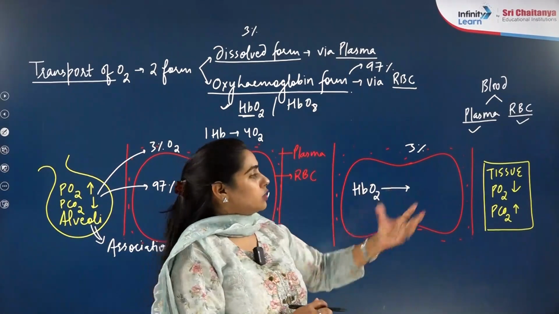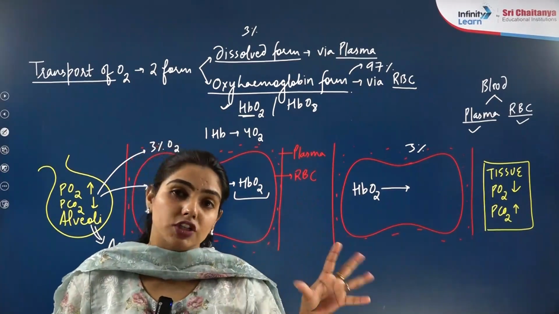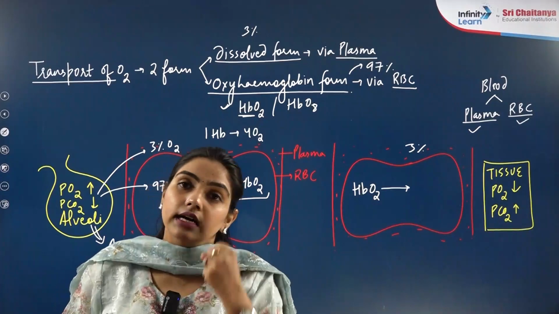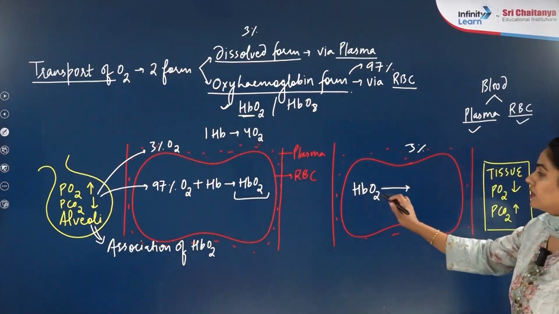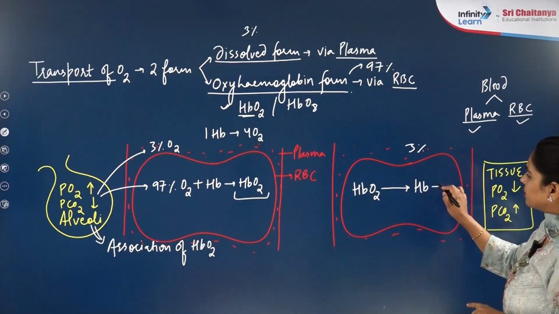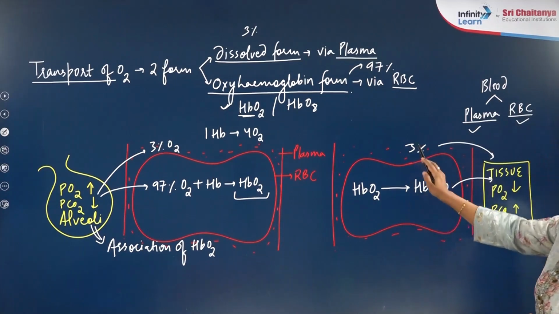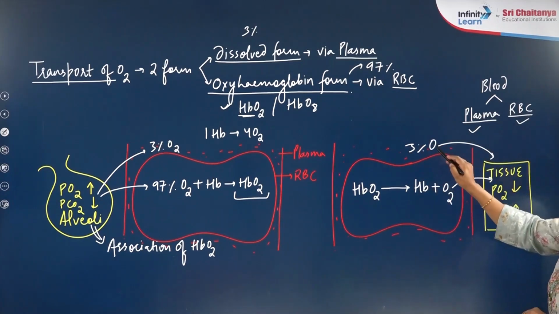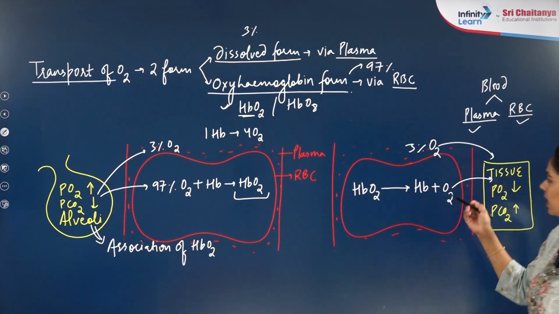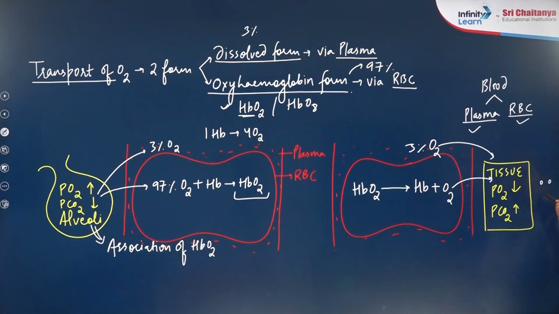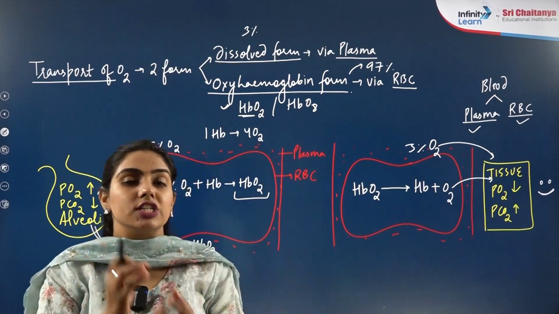But at the tissues, when the CO2 partial pressure is more, hemoglobin is going to leave the oxygen and it is going to carry the carbon dioxide now. So, here what will occur? Dissociation of this HbO2 will occur and Hb will dissociate from the O2 and this O2 is going into the tissues. This 3% O2 is also going to the tissues directly, and this O2 after dissociating from the hemoglobin will go to the tissues and then tissues will be happy, right? They will be happy after getting the oxygen.